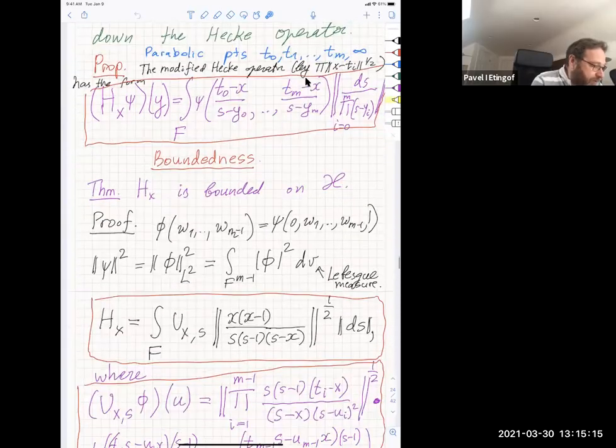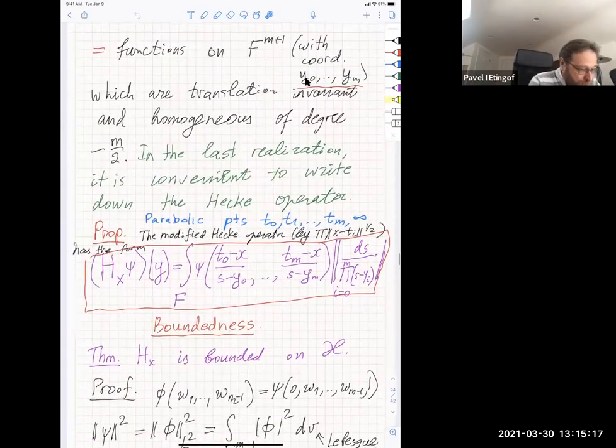Okay, so now we want to do spectral theory. We want to show that this operator is a good operator in L2, which means it is bounded and moreover compact. We also want to see that it is self-adjoint. That will be easy once we know that it is bounded. Then we will take its eigenvalues, and that will give us the desired spectral theory.